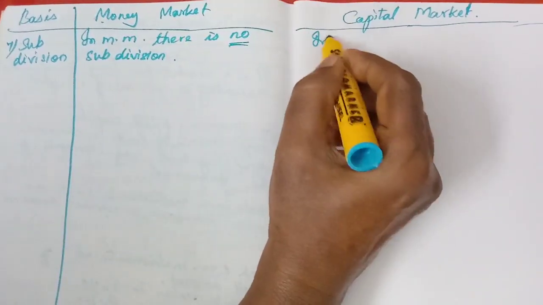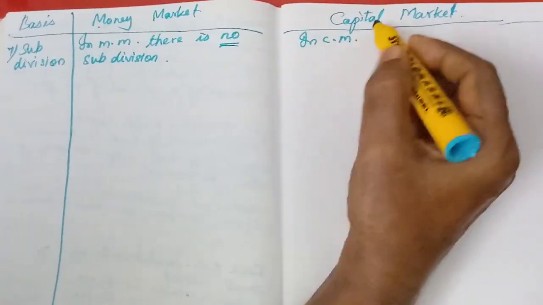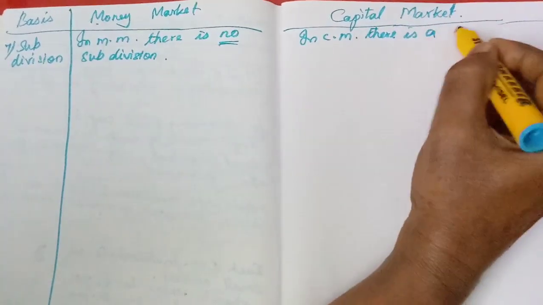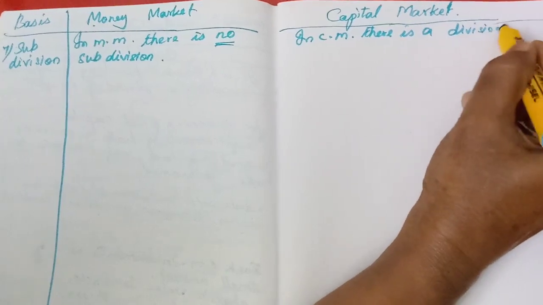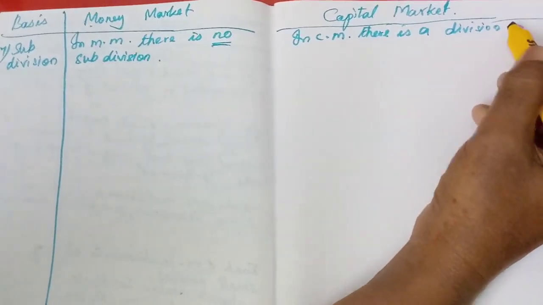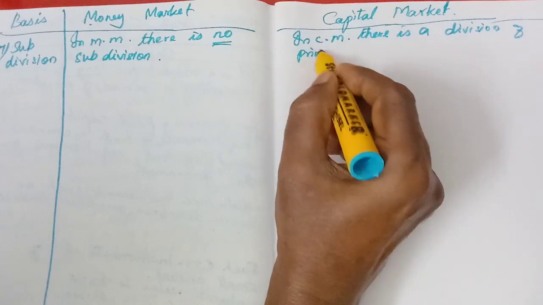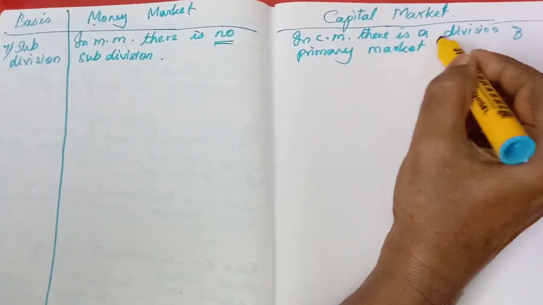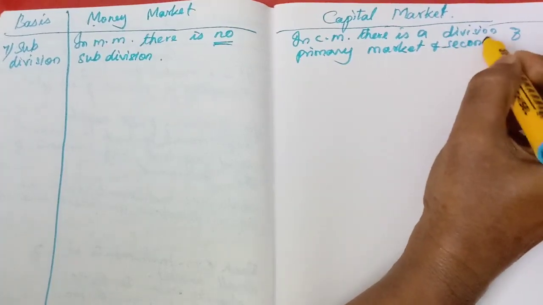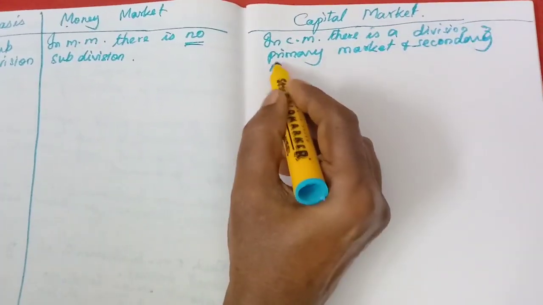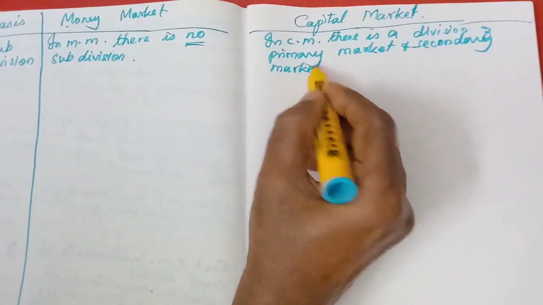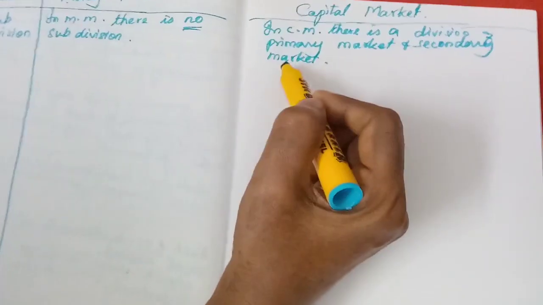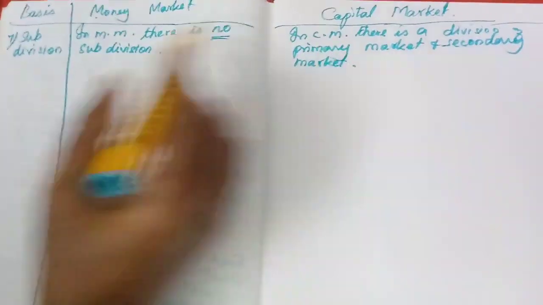In capital market, there is a division of primary market and secondary market. Okay. In money market, there is no subdivision. In capital market, there is a division of primary market and secondary market.